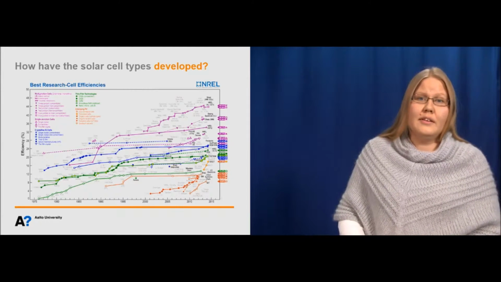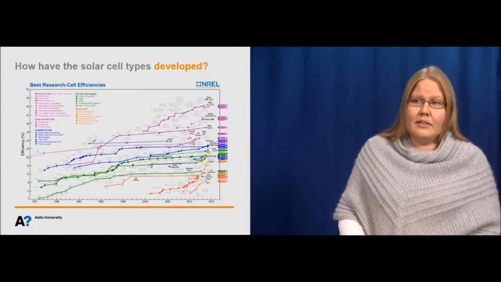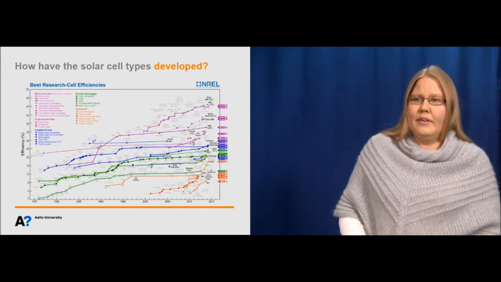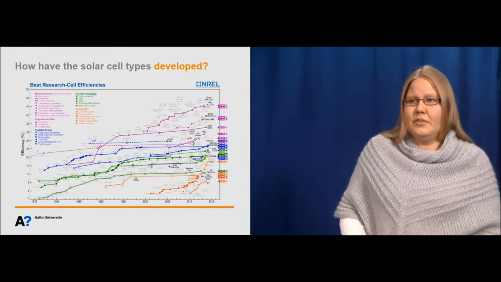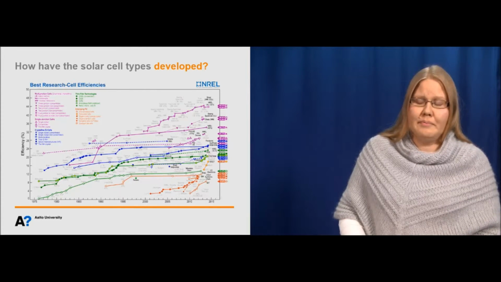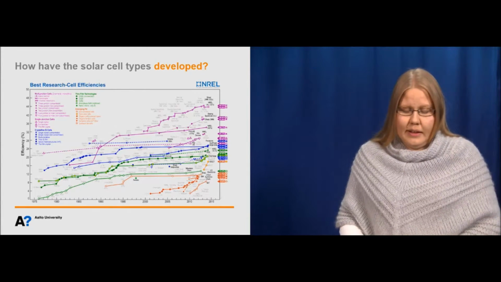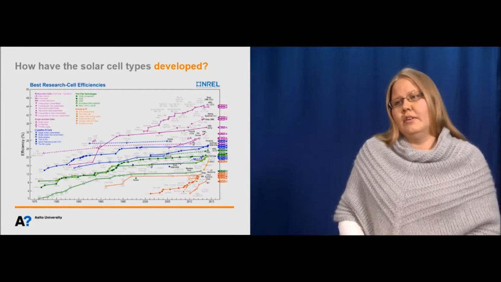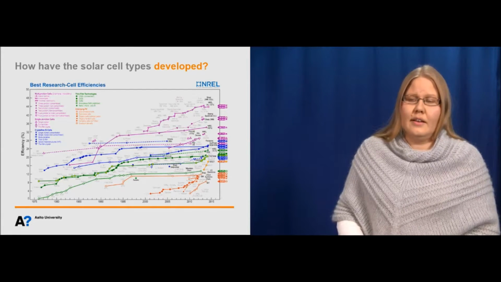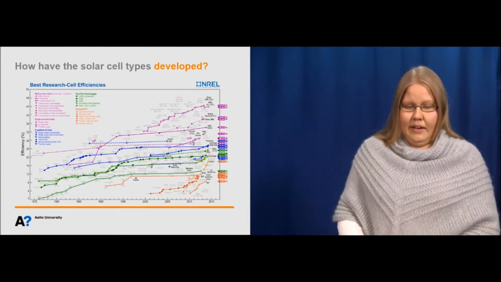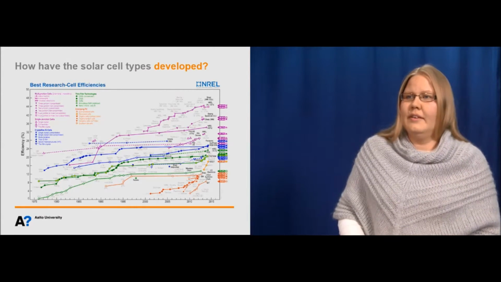Then you have the thin film solar cells depicted in green color, and they have taken a lot of increase over the years in their efficiency, and they are now also reaching the theoretical maximums. In the latest years, you can also see that the emerging photovoltaic technologies, such as dye solar cells and perovskite cells, have increased their efficiency significantly and are bordering the 20% efficiencies.